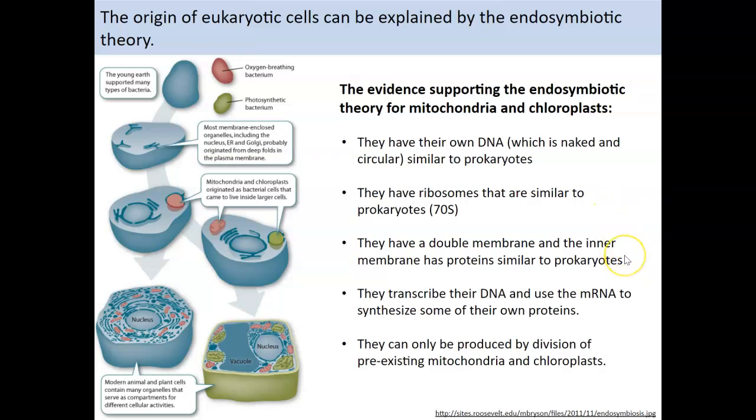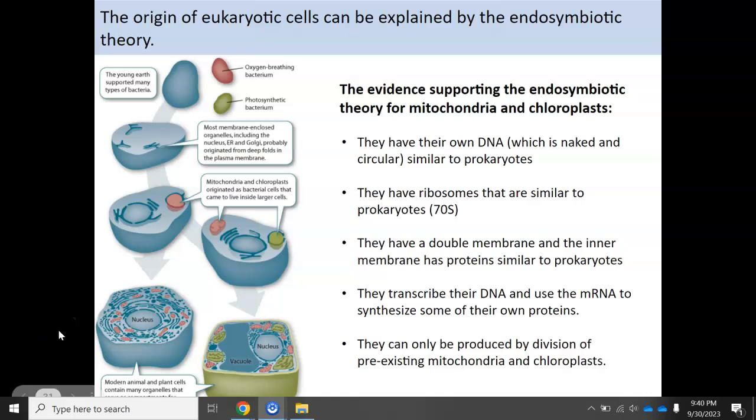Again, they have a double membrane, an inner and an outer. The outer membrane is similar to the larger archaea organism. The inner membrane is similar to the smaller bacteria that it was originally part of, the one that was engulfed. Since they do have their own DNA and their own ribosomes, they actually can transcribe and translate some of their own proteins using the materials inside of them, which further supports that they likely used to be their own individual organism when they once were bacteria.